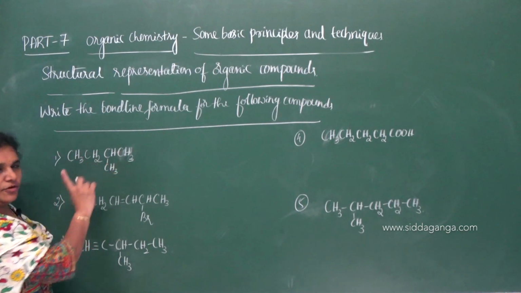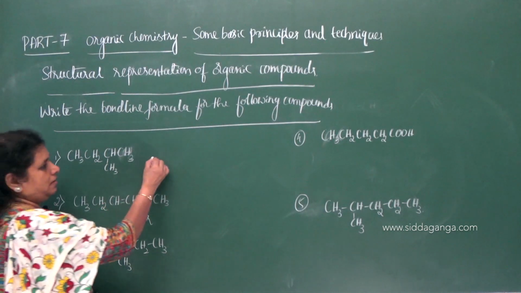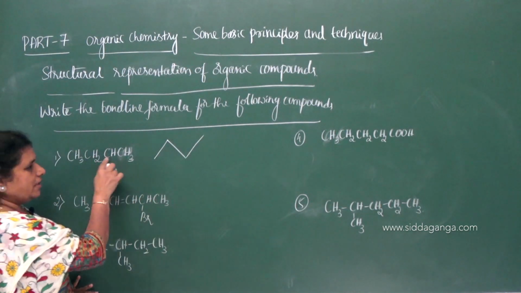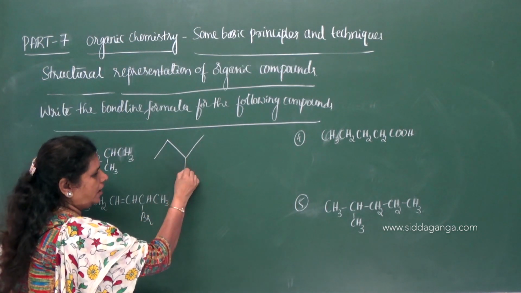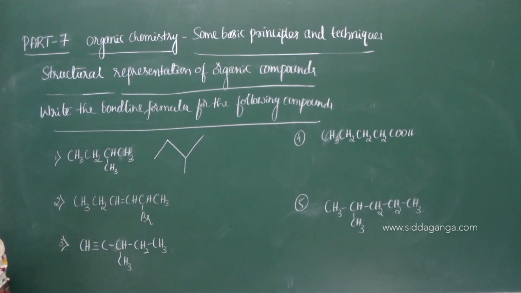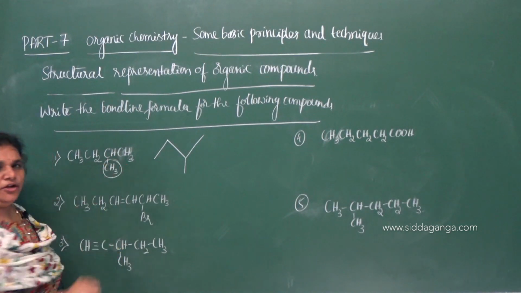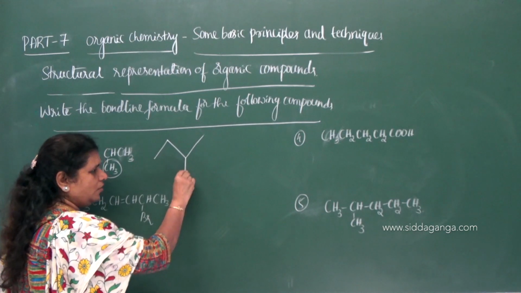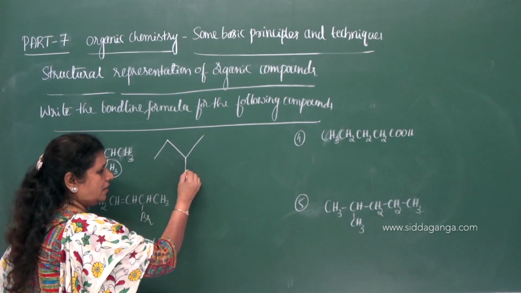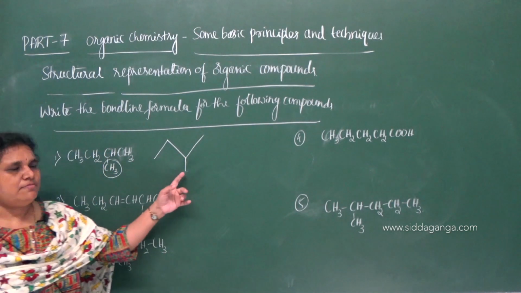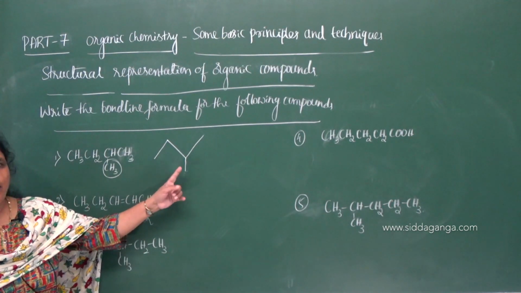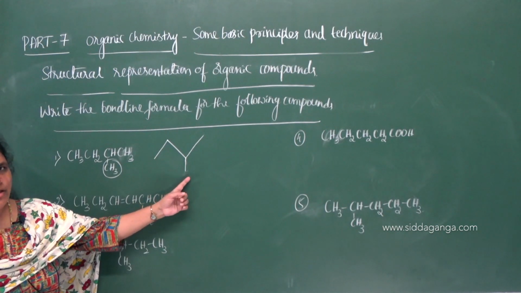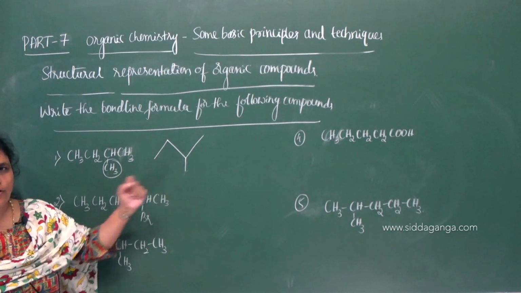1, 2, 3, 4. 4 carbon atoms. From this end, the second carbon contains a methyl group. And if a substituent group is a methyl group, that can be shown by using one line, because the terminal end here indicates a methyl group. You need not write CH3 here.